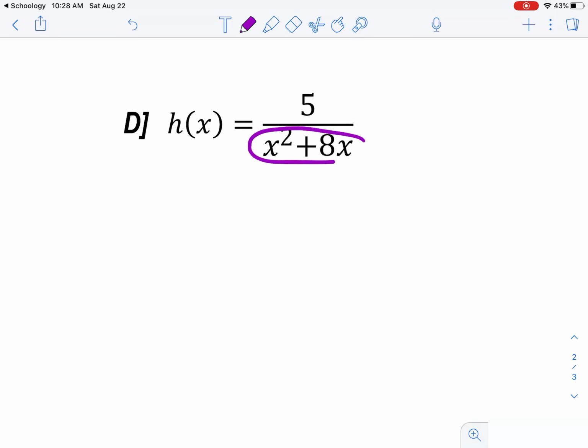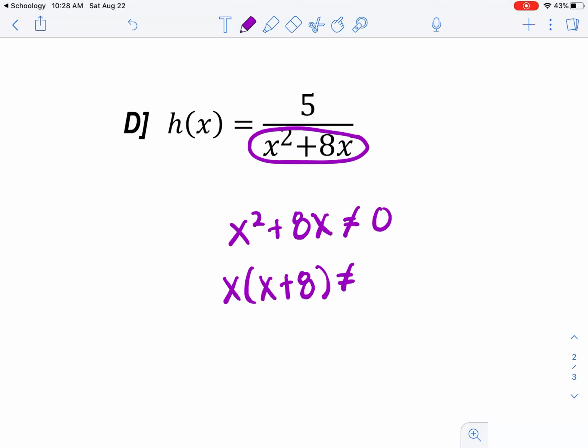All right, last one right here. X squared plus 8x cannot be 0. All right, I need to solve this. I cannot solve this by square rooting because there's an x squared and an x, so I have to try to factor it. Is there a GCF? The answer is yes, it's x. That's x times x plus 8 cannot be 0. So now I can set each factor not equal to 0 and solve. So x can't be 0 and x can't be negative 8.